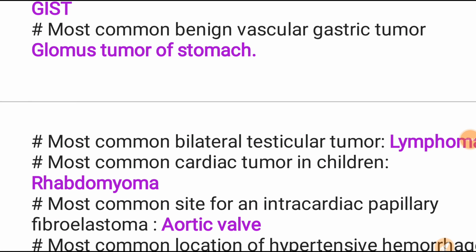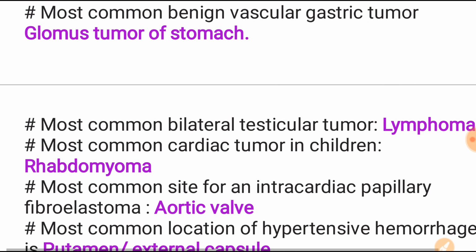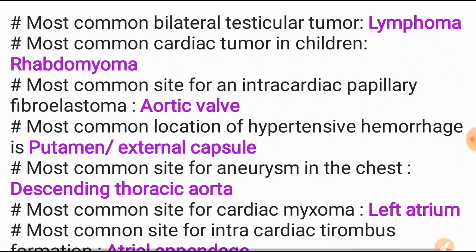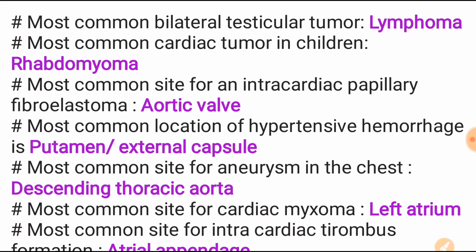Most common benign vascular gastric tumor is the glomus tumor of the stomach. The most common bilateral testicular tumor is the lymphoma, and most common cardiac tumor in children is the rhabdomyosarcoma.